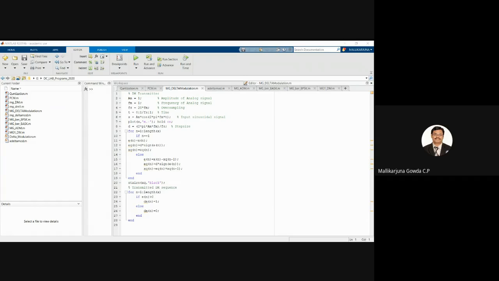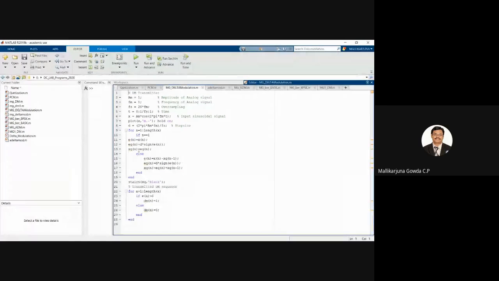Yes, is that point clear? Is this point clear? I am asking. Yes, sir. So if n is not equal to 1, only two cases I said now. When n is equal to 1, that's the initial setup. When n is not equal to 1, what do I need to do? E of n will be equal to x of n, that is the present sample, right? Minus xq of n minus 1.